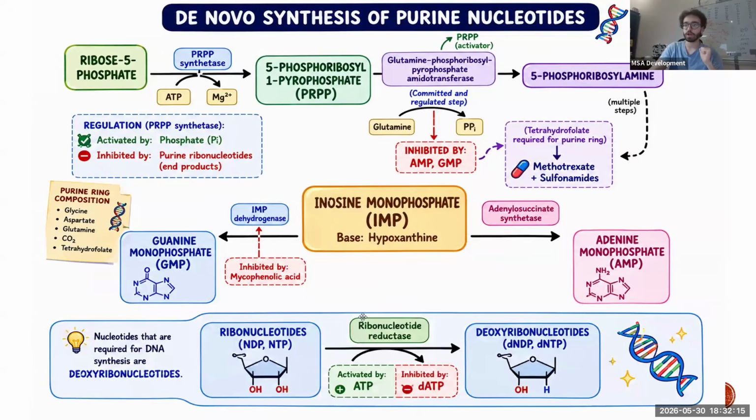Now, last but not least, I want you to know the nucleotides that are required for DNA synthesis are deoxyribonucleotides. But see, it's a ribose sugar, not a deoxyribose. So how do we change it from ribose to deoxyribose? We get the ribonucleotide, and through the enzyme ribonucleotide reductase, we get deoxyribonucleotides. Activated by ATP and inhibited by deoxy ATP. This is what I want you to know. Ribonucleotide reductase gets the ribonucleotide and makes it a deoxyribonucleotide. Now take a look at this beautiful graph. This is the whole lecture.